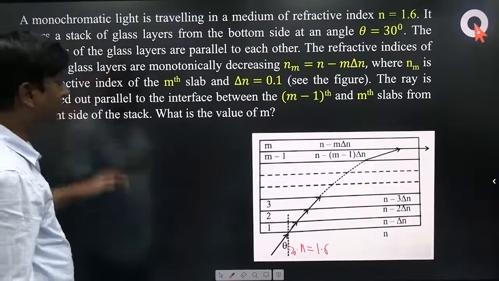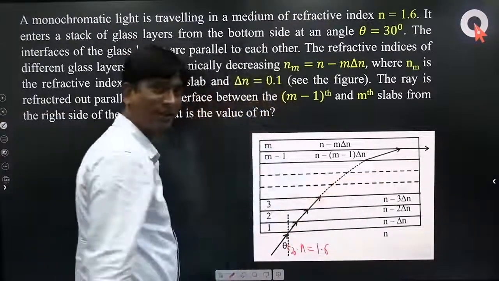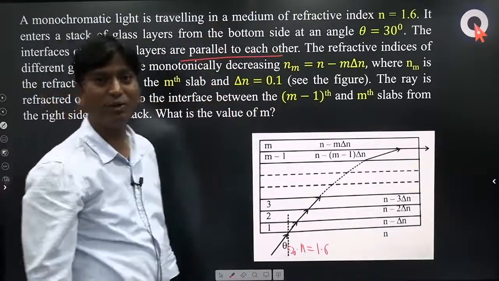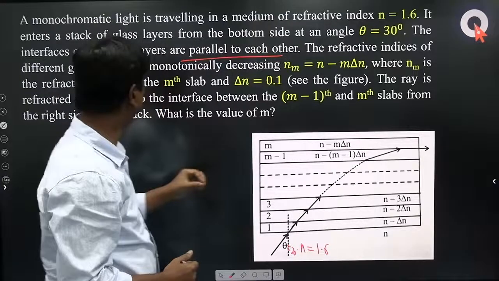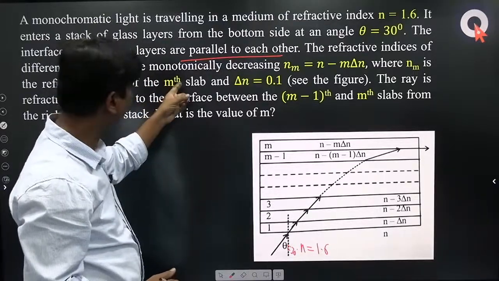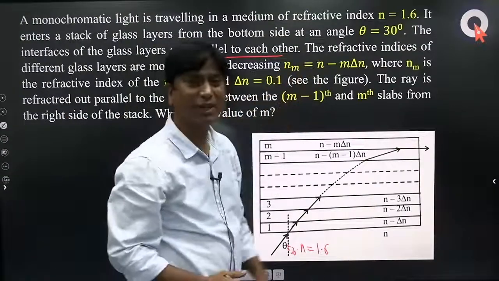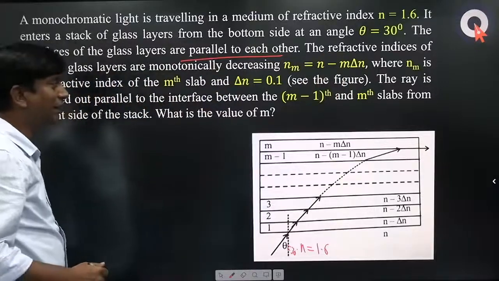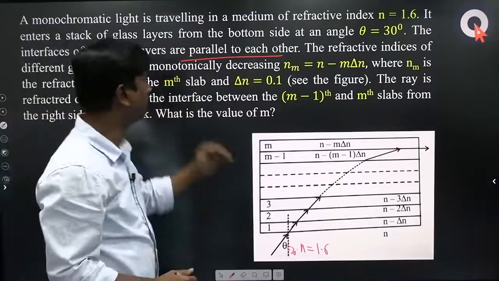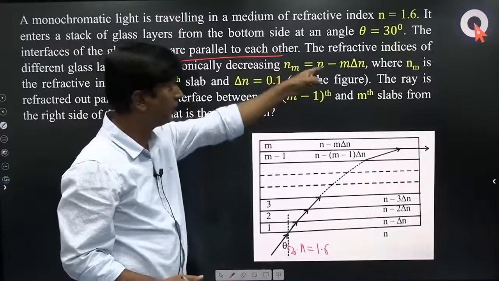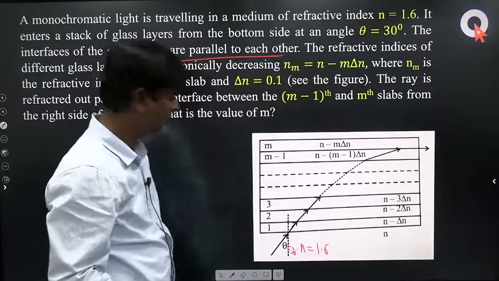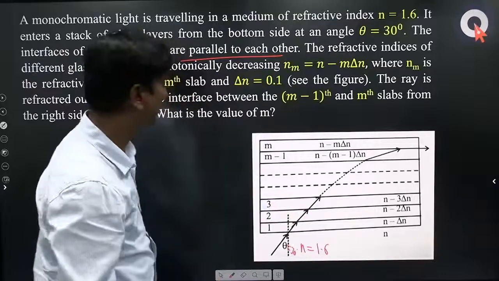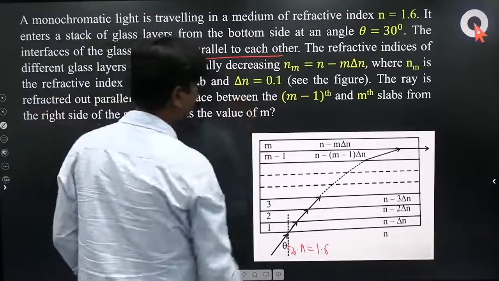The interfaces of the glass layers are all parallel to each other. And the refractive indices of different glass layers are monotonically decreasing, like the refractive index of the mth slab is n minus m into delta n, where nm is the refractive index of the mth slab. So by looking at this, it definitely feels that as you are going up, the refractive indices are decreasing. And delta n is 0.1.